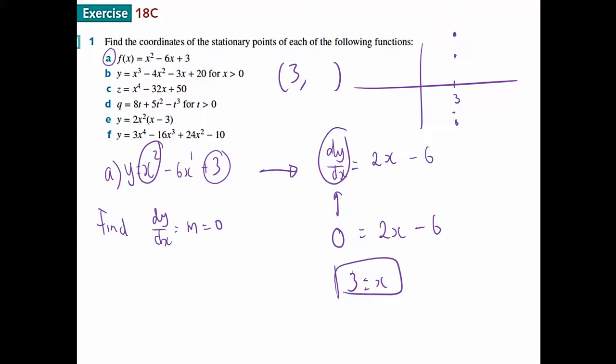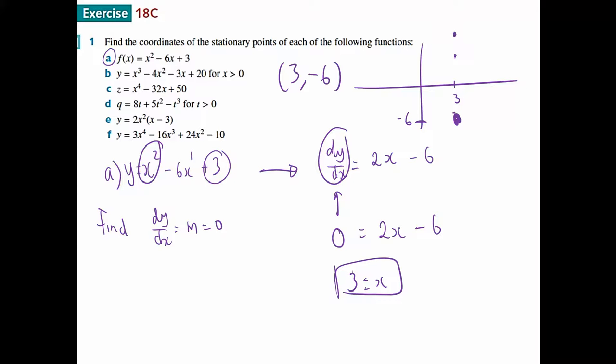You want to know the coordinates. So you know x equals 3, find y, right there. y equals 3 squared minus 6 times 3 plus 3. Let's work it out. 3 squared is 9. Take away 6 times 3 is 18. So 9 minus 18, which is minus 9, plus 3 is minus 6. So now I know the coordinates. I know when x equals 3, y is negative 6. So right here I can say at 3, negative 6, this is my point.